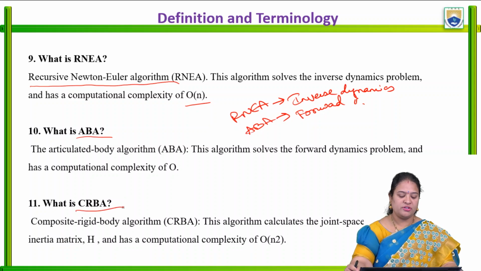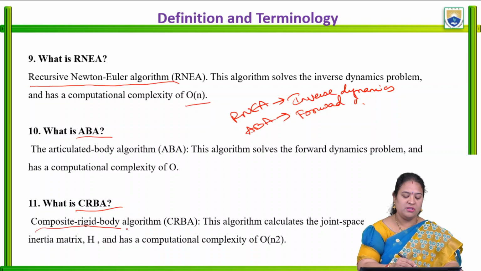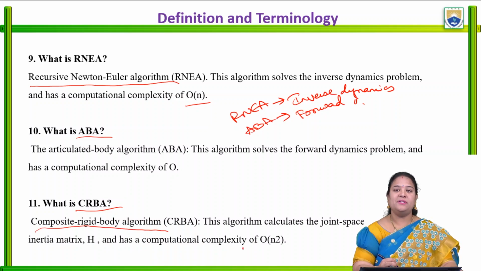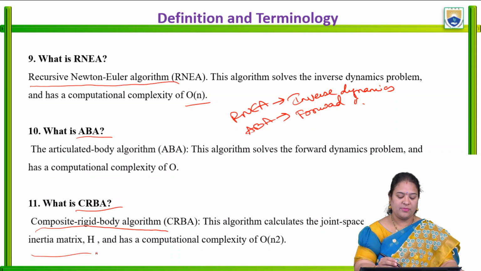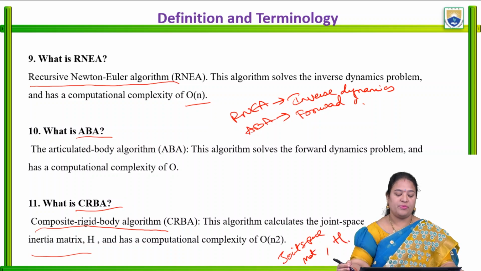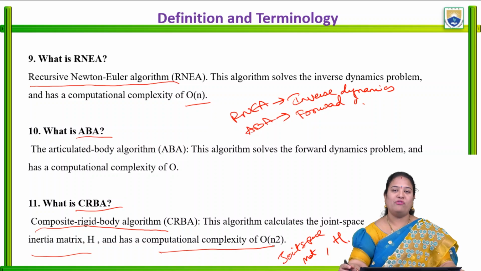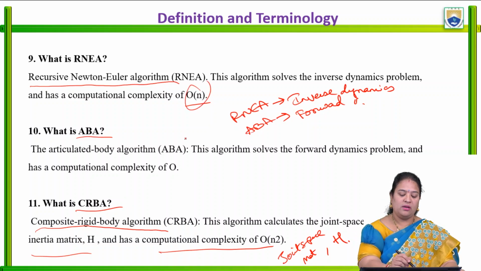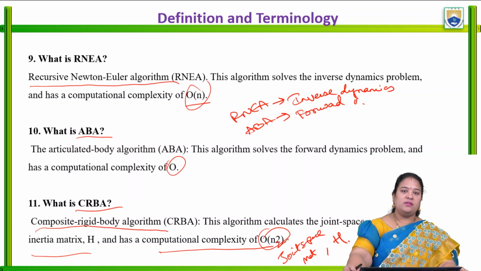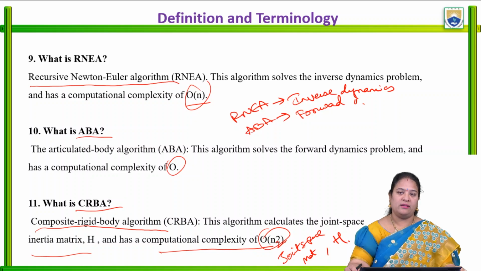What is CRBA? CRBA means composite rigid body algorithm. This type of algorithm is used to calculate the joint space inertial matrix, the H matrix, and has a computational complexity of O(N^2). This is generally used to solve problems on the joint space inertial matrix or the H matrix.